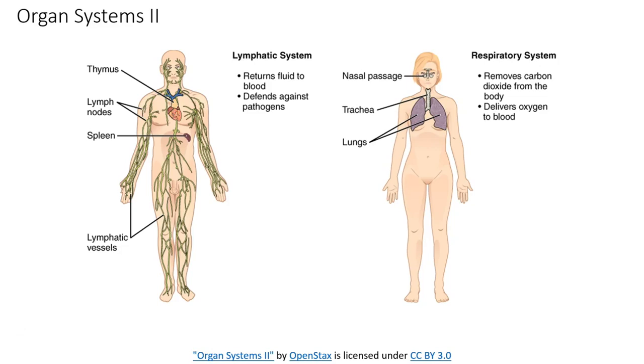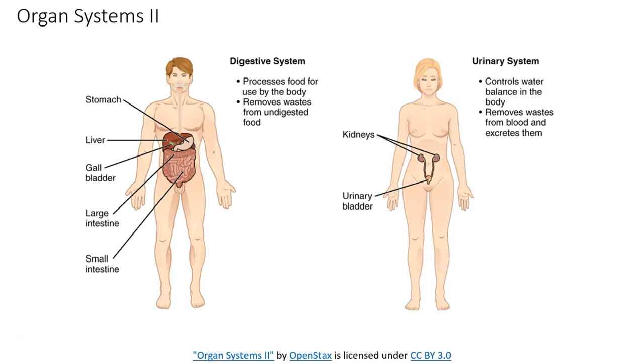Then we've got our respiratory system. I think most people are probably pretty aware of what our respiratory system does. It's made up of our nasal passageway, trachea, and lungs. We'll go into more detail about that later, but this is getting carbon dioxide out of the body and picking up oxygen to deliver it back into the bloodstream.